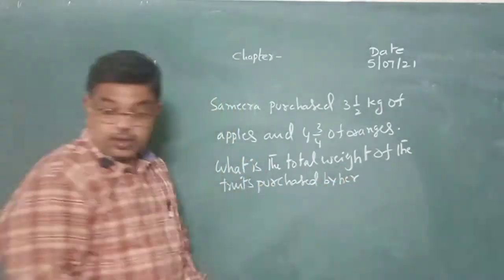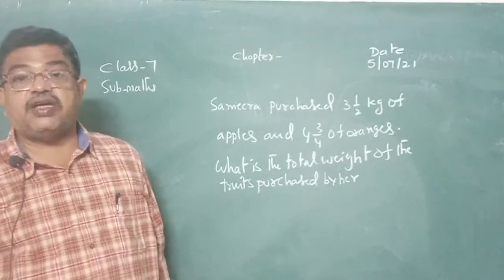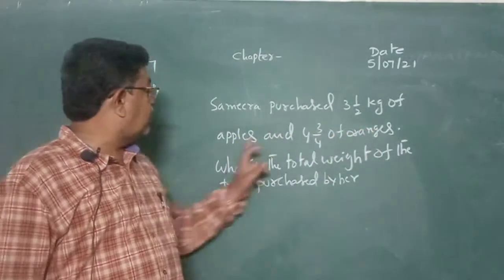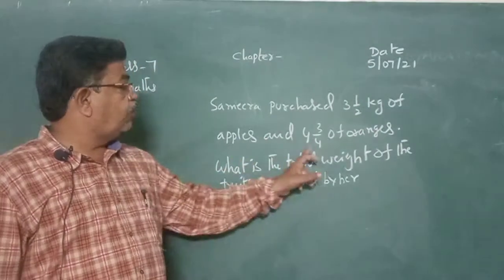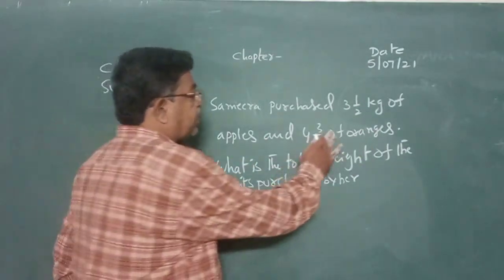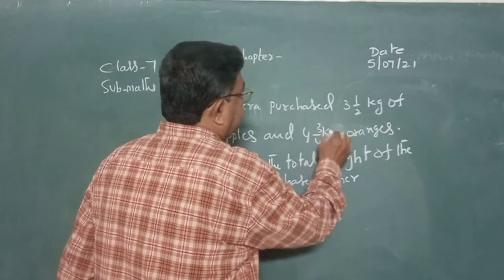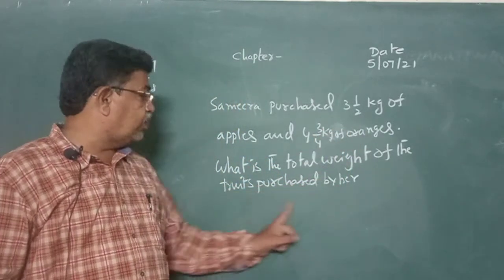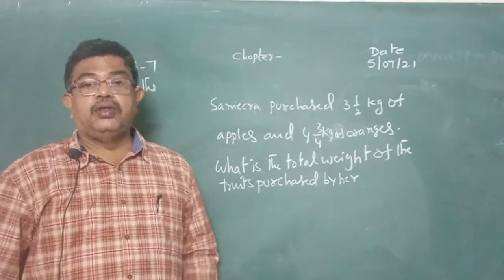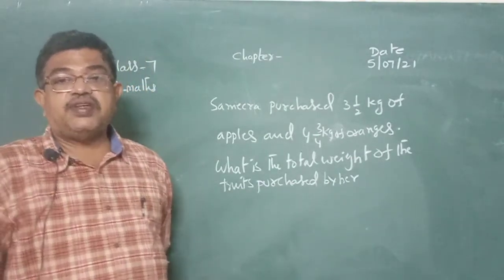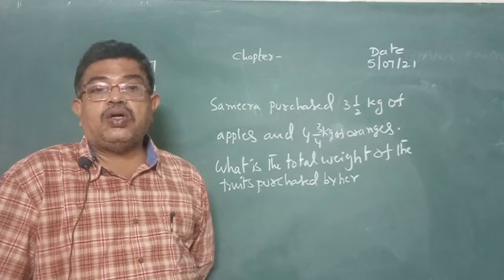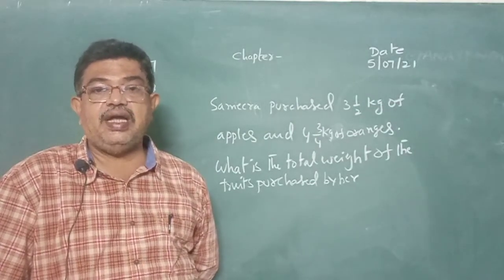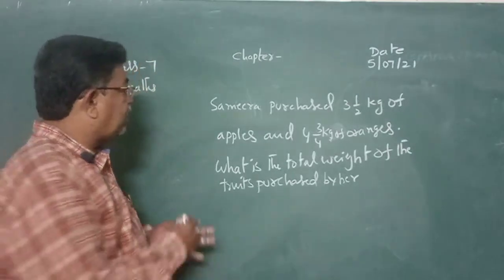So what is the question about? Again the question is on fractions. Samira purchased 3.5 kgs of apples, 3/4 kgs of oranges. What is the total weight of the fruits purchased by her? So here the numbers are given in terms of fractions. What is the total weight? Total means generally addition. So what is the weight of apples?